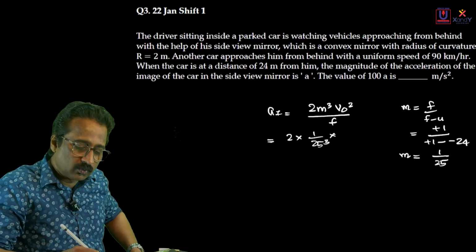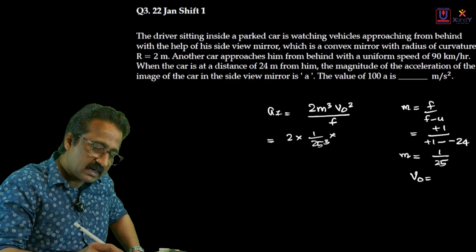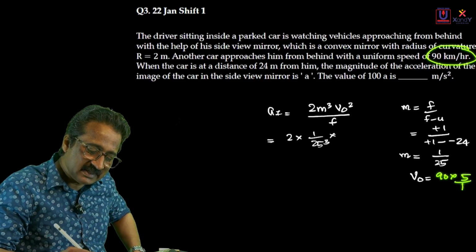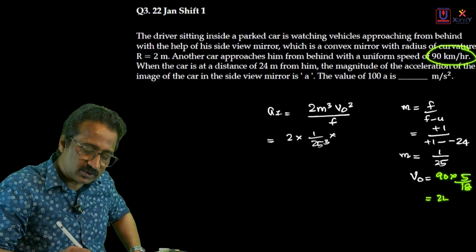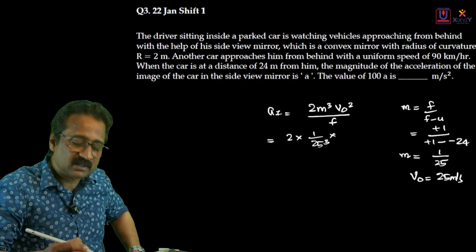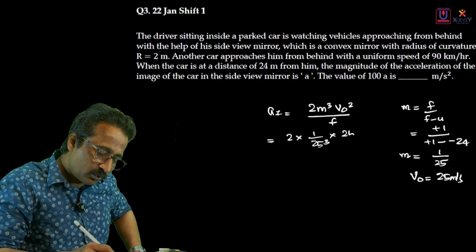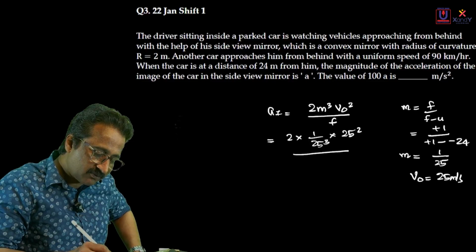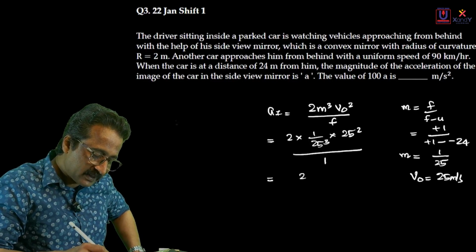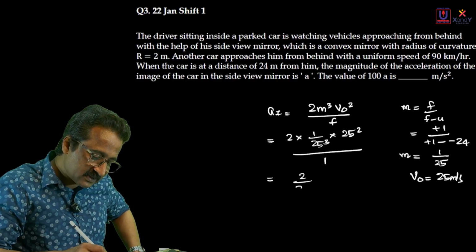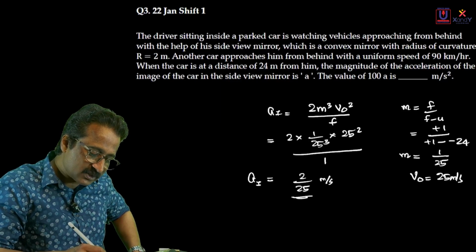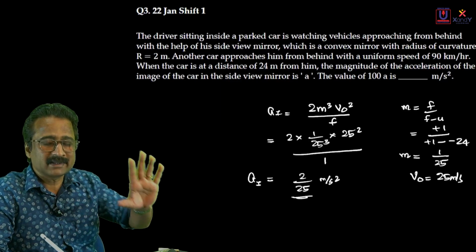Now what is VO? Velocity of object. It is given to be 90 km per hour. So 90 km per hour is 90 into 5 by 18, that much meter per second. This is going to be 25 meter per second. Okay. So VO in meter per second is 25 meter per second. So that is 25 whole squared because it is V squared now. Divided by focal length, it is 1. Finally, this is 2 by 25. 25 squared is cancelled. It is 2 by 25. This is the acceleration of the image actually. This much meter per second squared is the acceleration. Okay, I have written only the magnitude here.